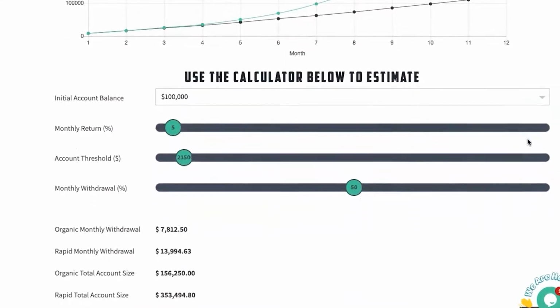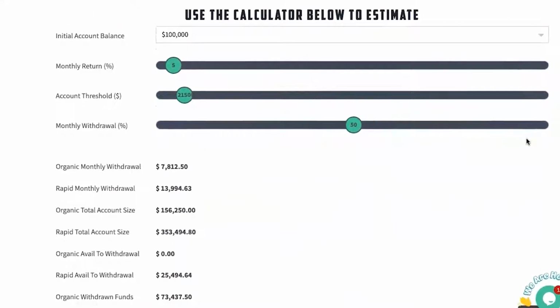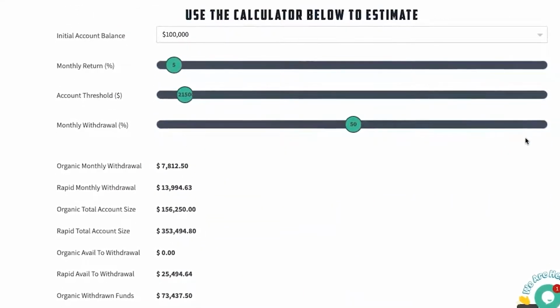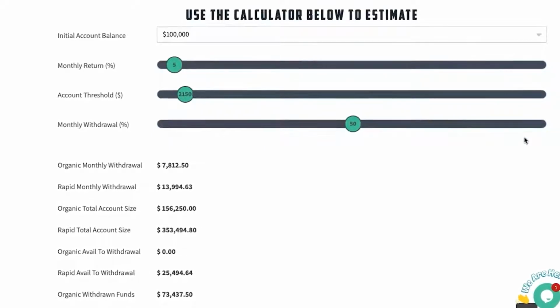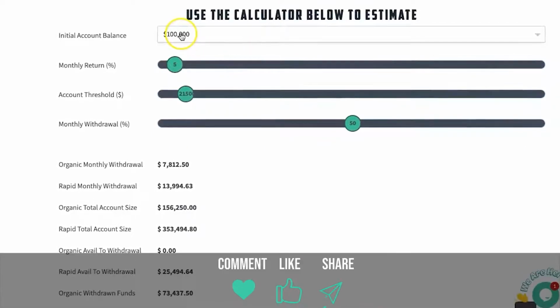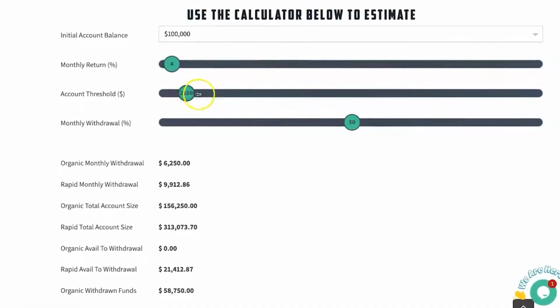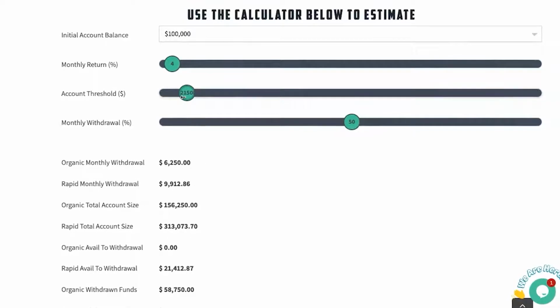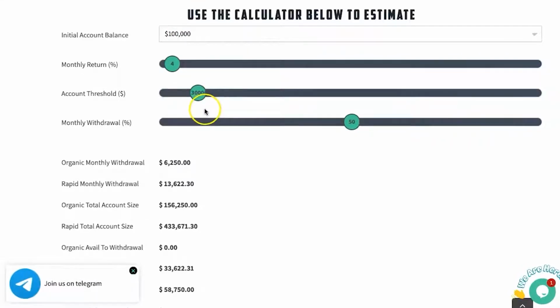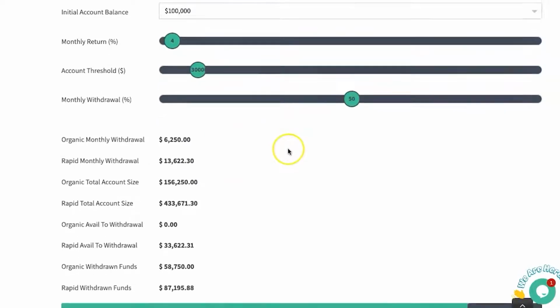Now, down below, we have a calculator that you can use to estimate what the difference would be for you. So you can make up your own mind as to which scaling plan might suit your circumstances better. Let's say we start with an initial balance of 100,000, monthly return of, let's say it's 4%. The account threshold means at what point are you going to start taking profits out. So if you start with a $100,000 account and let's say at $300,000 you want to start taking out your profits and you're going to withdraw 50% of your profits once you've reached the $300,000 account, then this is what the numbers would look like.